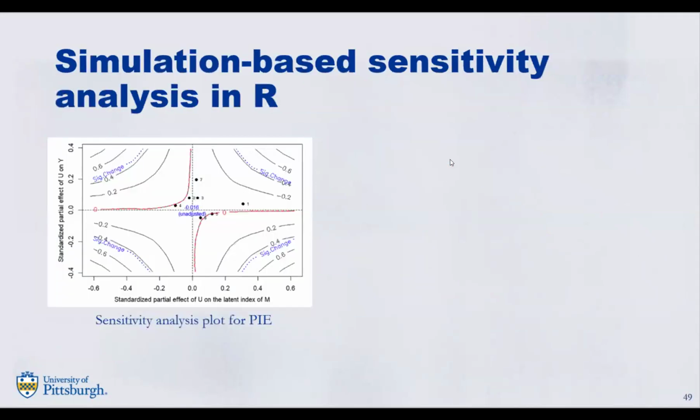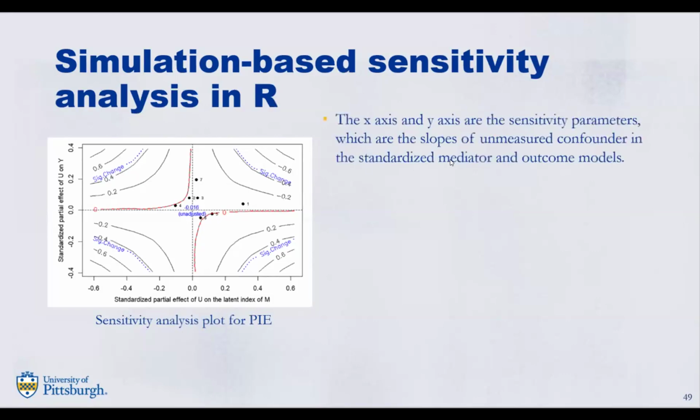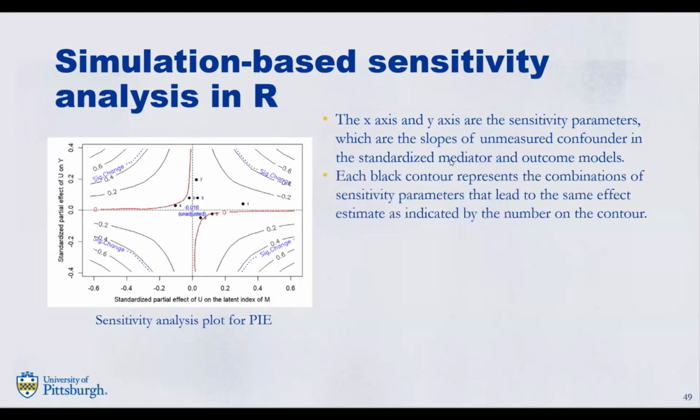And the results can be visualized through this plot. Here, the X and Y axes are the sensitivity parameters, which are the slopes of the unmeasured confounder in the standardized mediator and outcome models. Each black contour represents the combinations of sensitivity parameters that lead to the same effect estimate as indicated by the number on the contour.